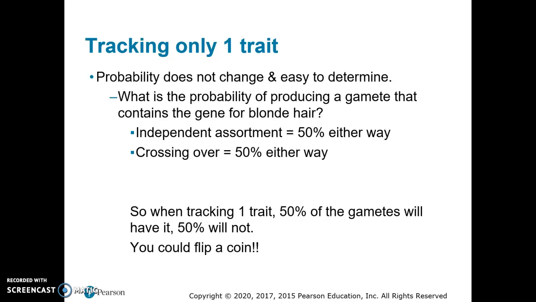Looking at crossing over, again, if I'm only talking about one trait, blonde hair, then again, 50% of the gametes have blonde hair. So when you're only tracking one trait, there's a 50% chance that the gamete is going to get it, and a 50% chance that the gamete will not. So basically, it's like flipping a coin.